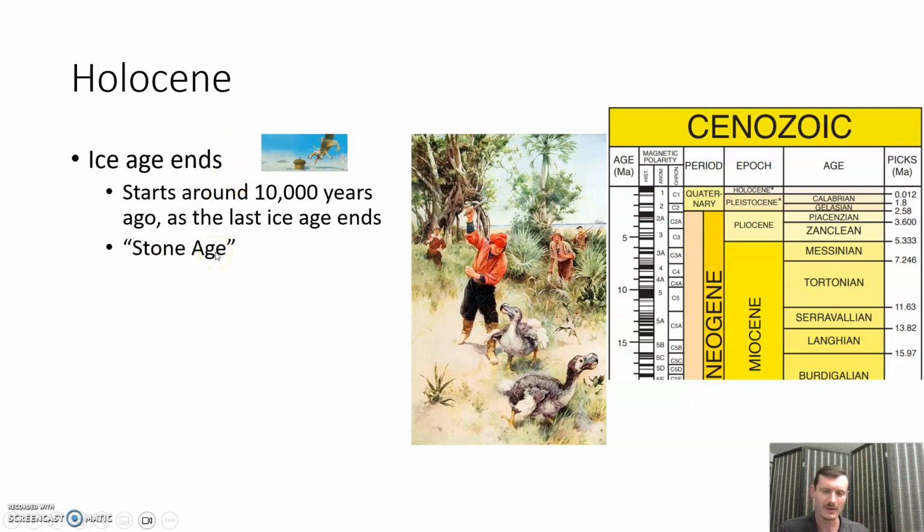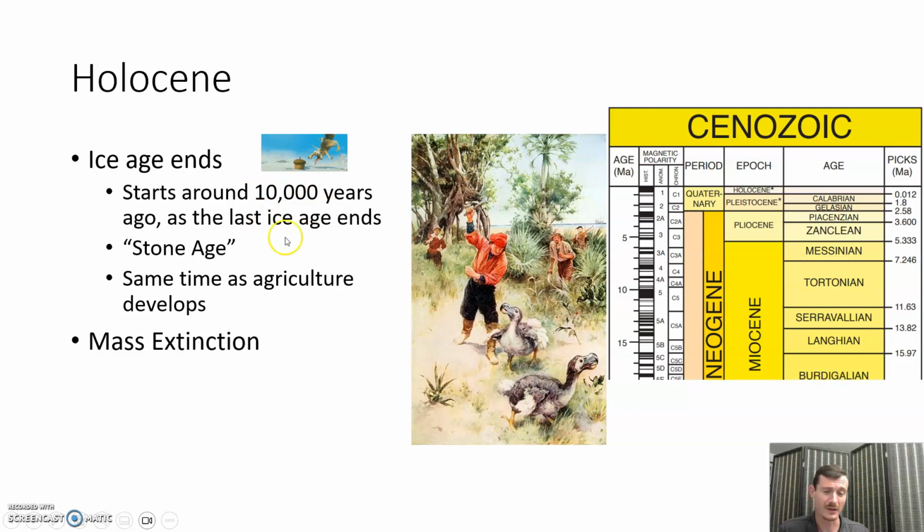This is something we might call the Stone Age, right? And to correlate it with our timeline of human history, it's going to be the same time as agriculture develops, roughly speaking, right? And from this point onward, we start to have greatly accelerated human impacts on the world, ecologically speaking, and in every other dimension, including beginnings of our Holocene mass extinction.